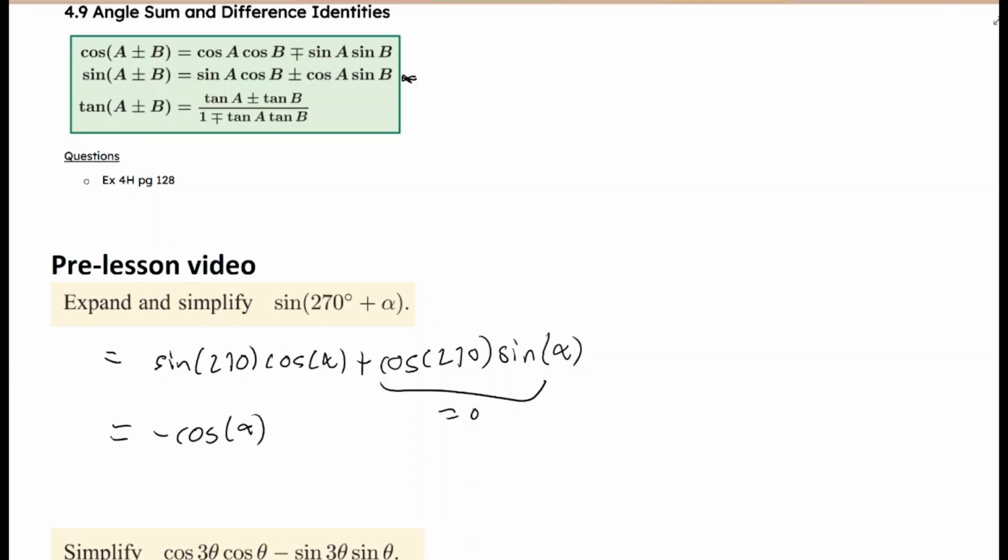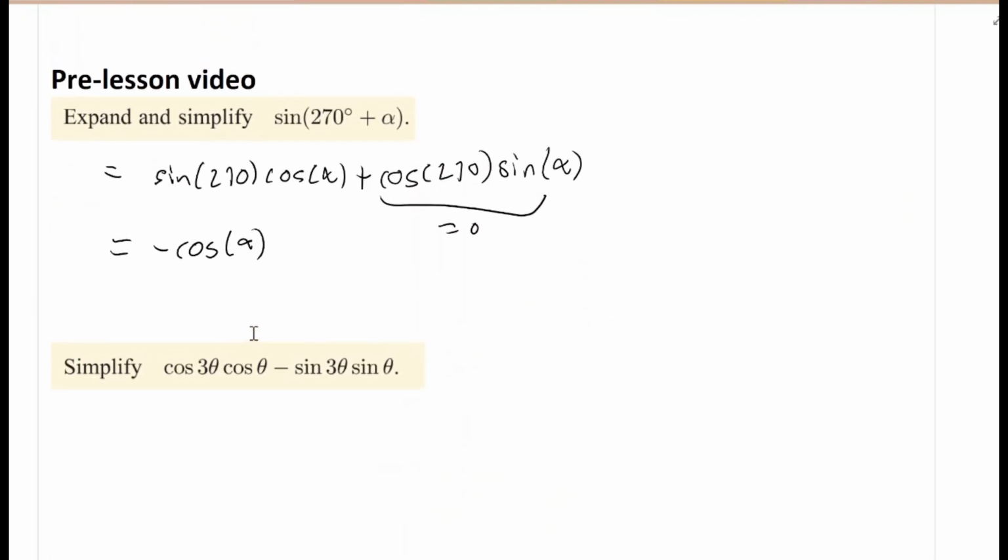Now I want to be really careful about the plus and the minus. You'll notice here, if we got a plus, you keep a plus there, and if we had a minus, you keep a minus there. But with the other one, if you have a plus, you flip it to a minus, and if you have a minus, you flip it to a plus. That's why it's upside down in the top one.